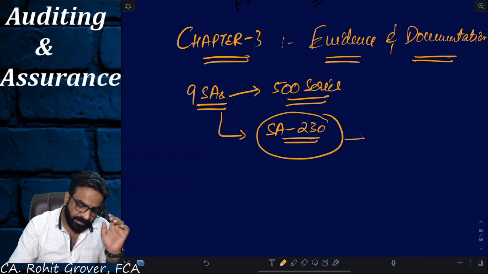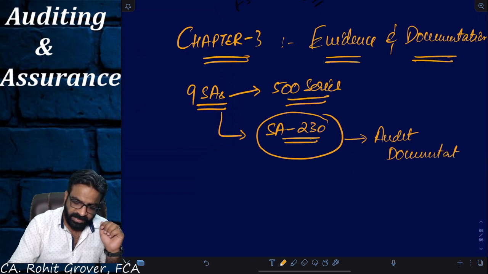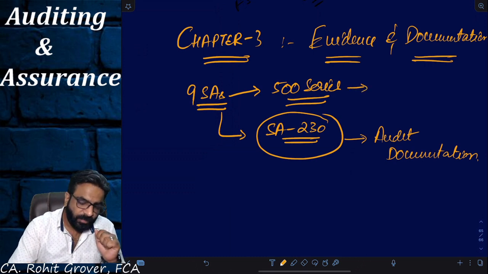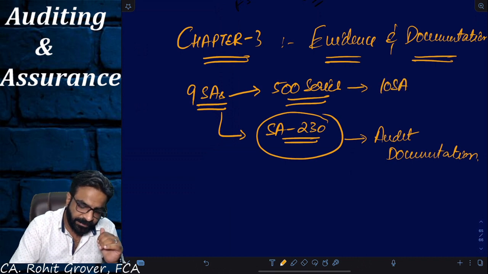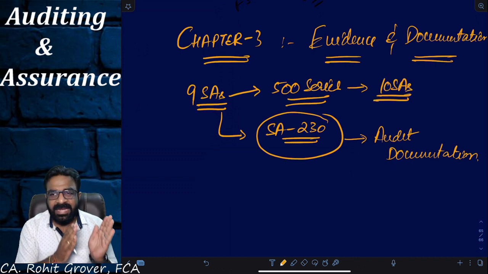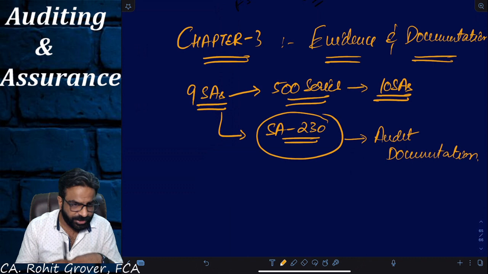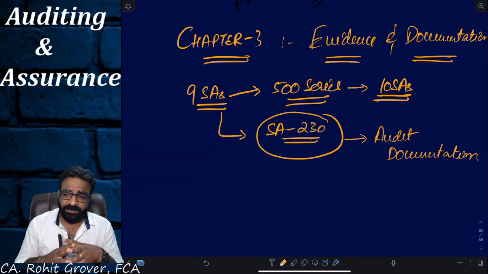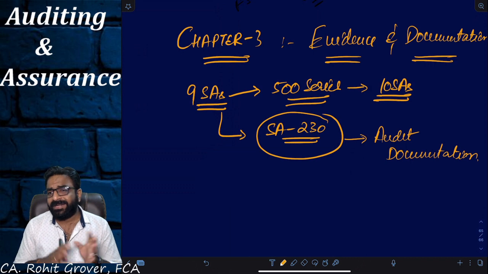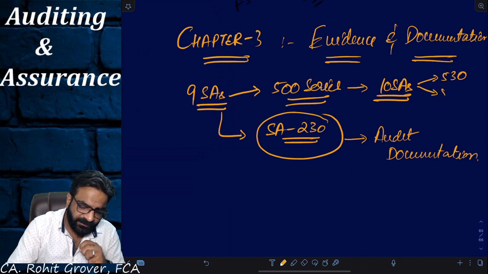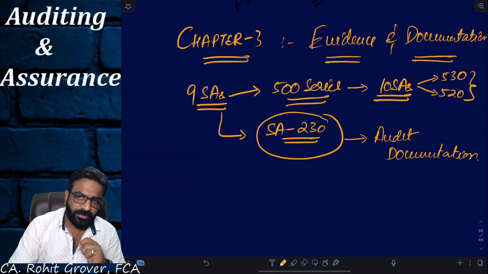SA 230. Now, what is the name of the standard? The name of the standard is Audit Documentation, everyone. Now, in the 500 series, we actually have 10 standards on auditing in your portion. There are a total of 11 standards in the 500 series, but 540 has been removed from your portion. So for your examination purpose of May 21, you only have 10 standards, and out of 10, SA 530 and SA 520, we are going to do separately.